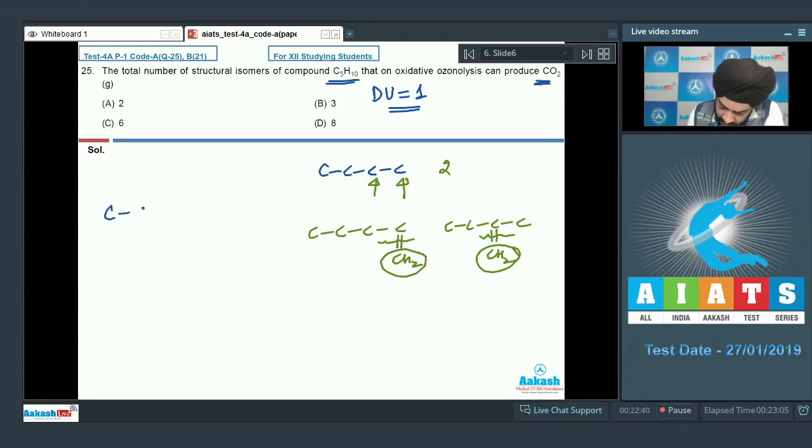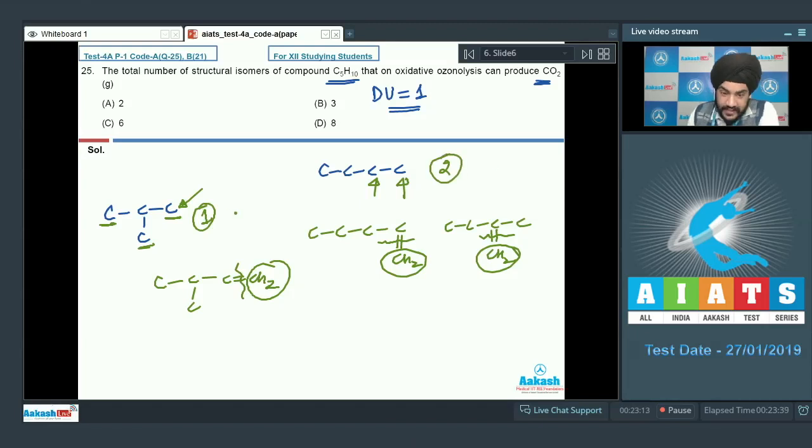Now we can have a branching as well. So we can have a main chain of isobutane. And if we talk about the different positions possible where we can attach the double bond CH2, there is only one single position. All these 3 underlying positions are identical and we can attach a CH2 group at any of these carbons to obtain this isomer. So this will also lead to the formation of CO2 on oxidative ozonolysis. So we have a total of 2 plus 1 which is equal to 3. So students, we have to mark option B as the correct answer to this question.